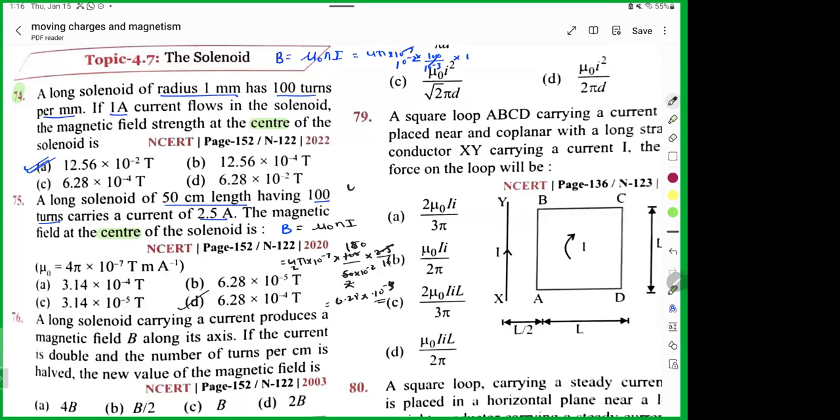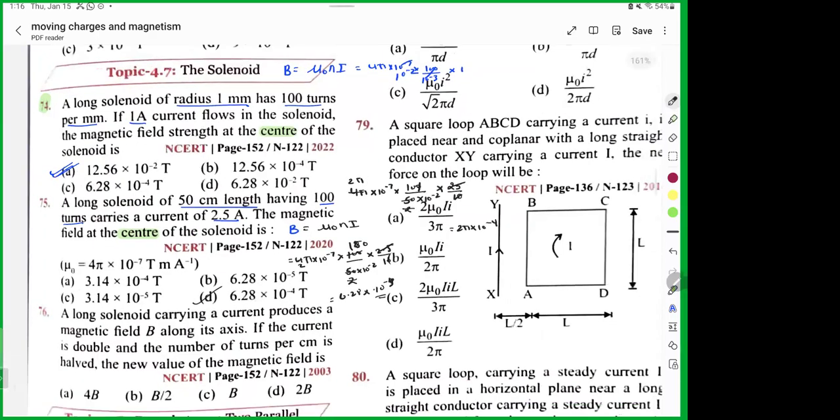Understood? 4 pi into 10 raised to power minus 7. Your number of turns are 100 in 50 centimeter. If you convert centimeter into meter, 10 raised to power minus 2. And your current is 2.5 ampere, so 25 by 10. So 25 to the 50. This to the 2 pi. If you take this, 10 10 cancel, minus 2 will go up, it will become plus 2. So it is plus 3. So 10 raised to power minus 4. Understood?